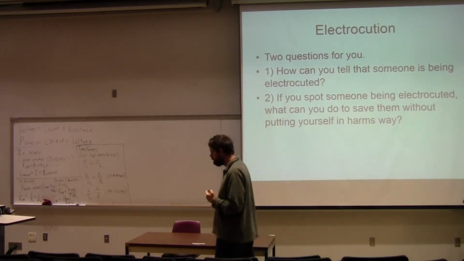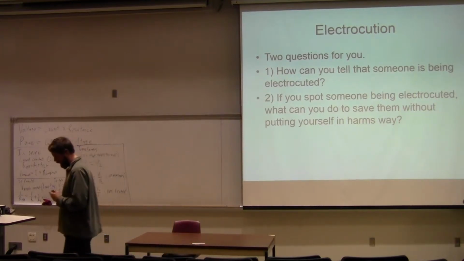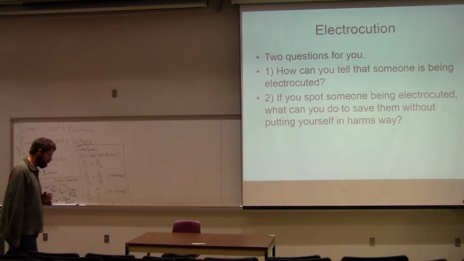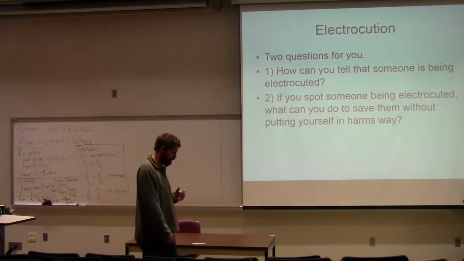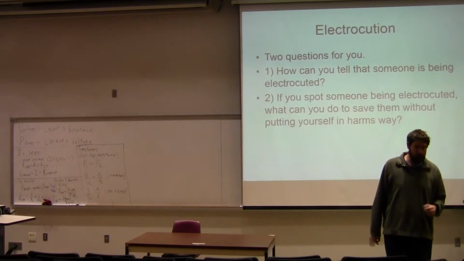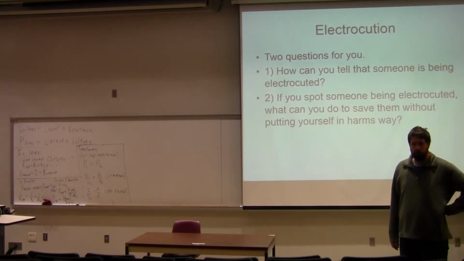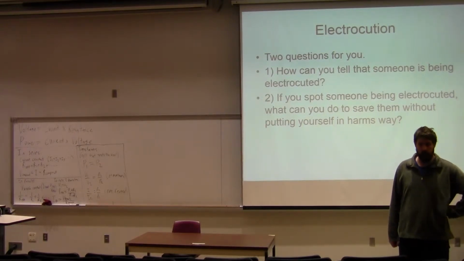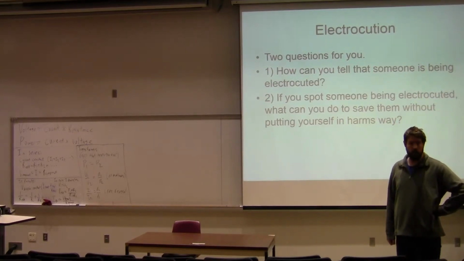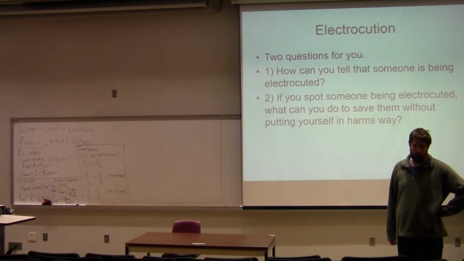How do you end their electrocution so that they don't die? Well, don't grab them, because you will also become electrocuted. You want to do something so that you will not become part of the circuit. That means you need to put a whole bunch of resistance between you and the other person. You could throw something at them and hope that it knocks the wire away from their hand or knocks them off the wire. That way you're not touching the item that's touching them, because if you're touching the item that's touching them, you'll be part of the circuit also.